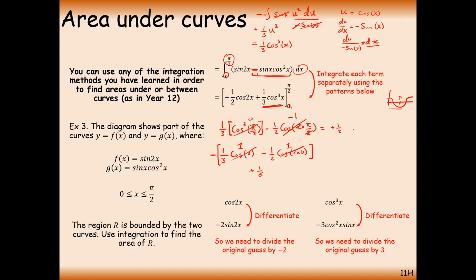So positive half plus a sixth will be 6 plus 2 over 12, which is 8 over 12, which is 2/3. Okay, so let's look at the next example. It's important that we write here square units.